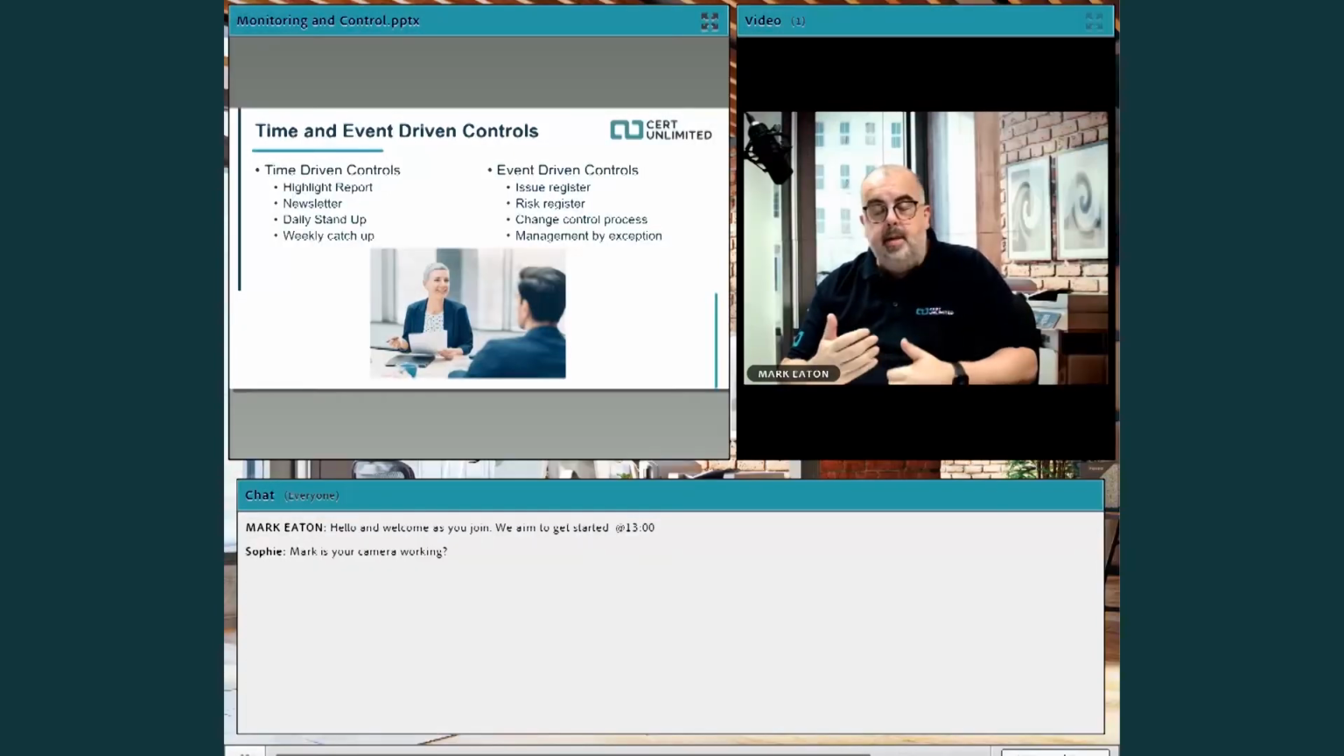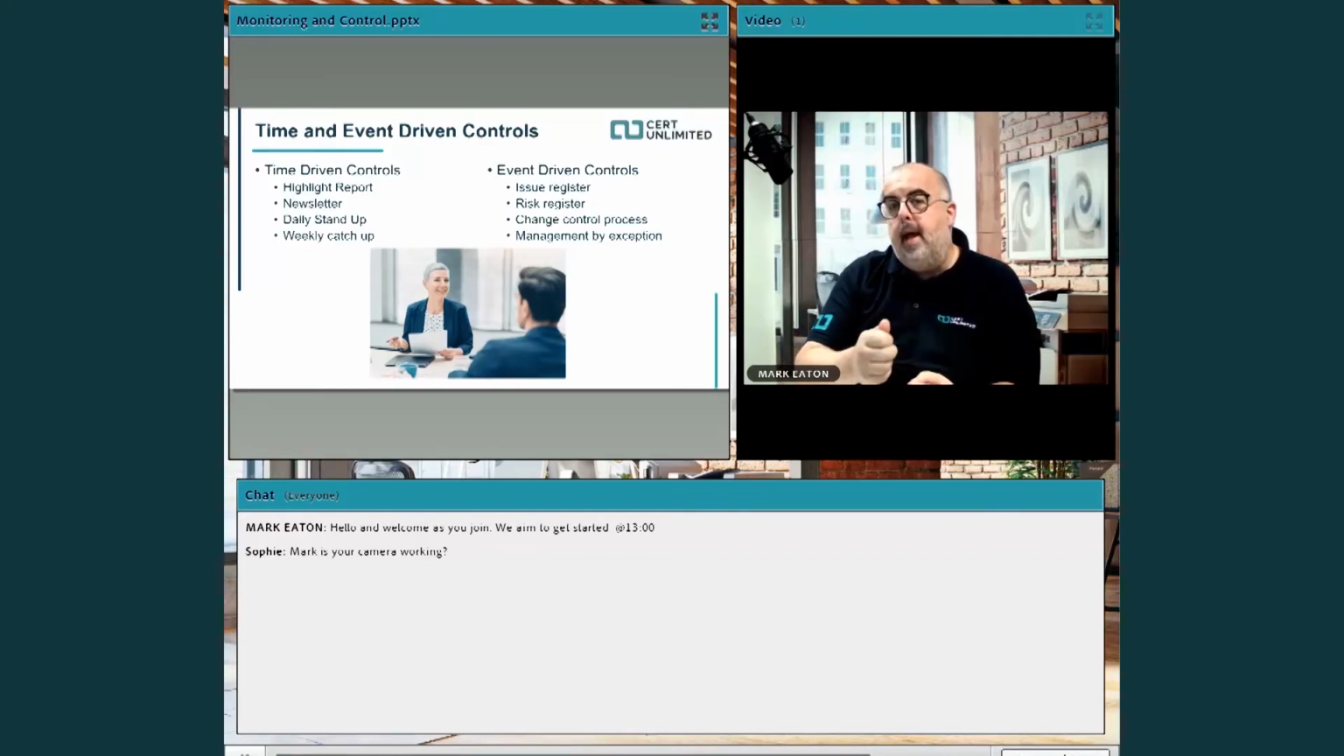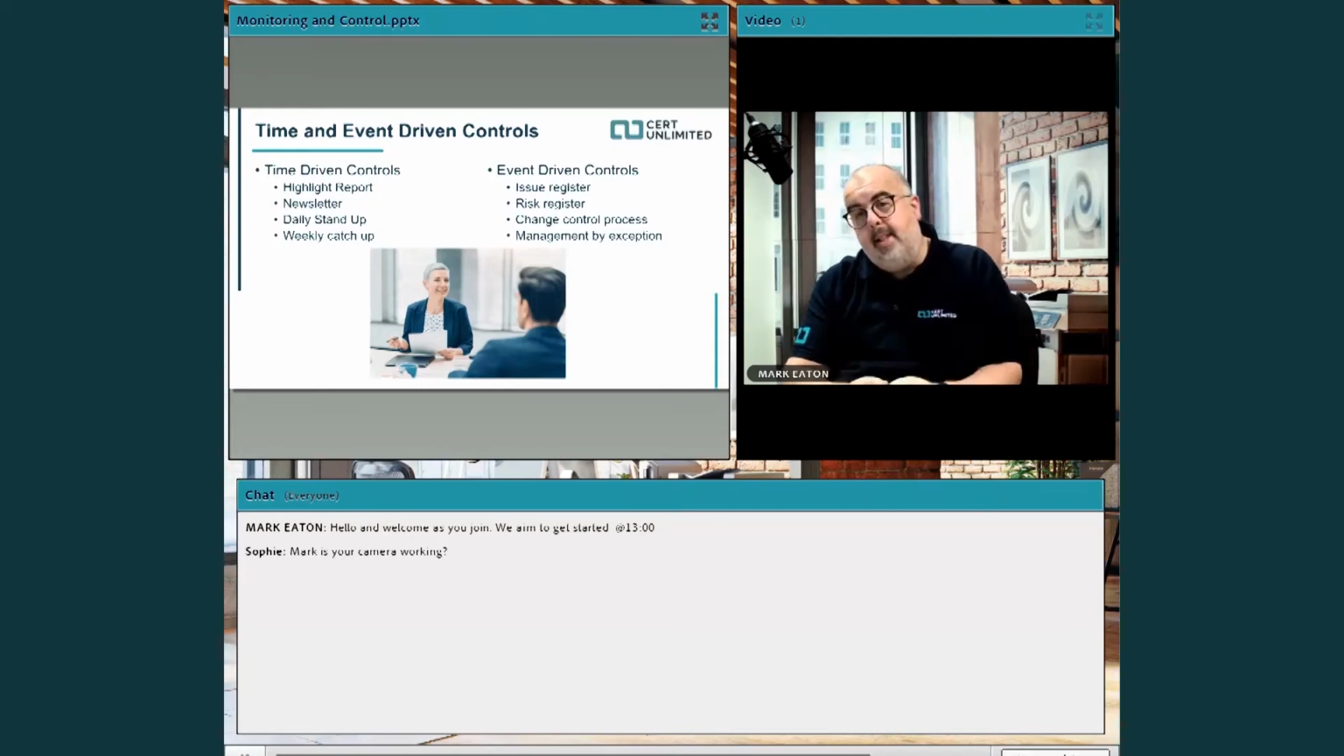It's basically you're kept up to date via a time-driven control. But the moment they realize that they're going to be outside of those objectives or outside of those frameworks, that's an event. And that's the event that will trigger some sort of control, whether an issue has been raised, or a risk has been identified, or a request for change comes in.